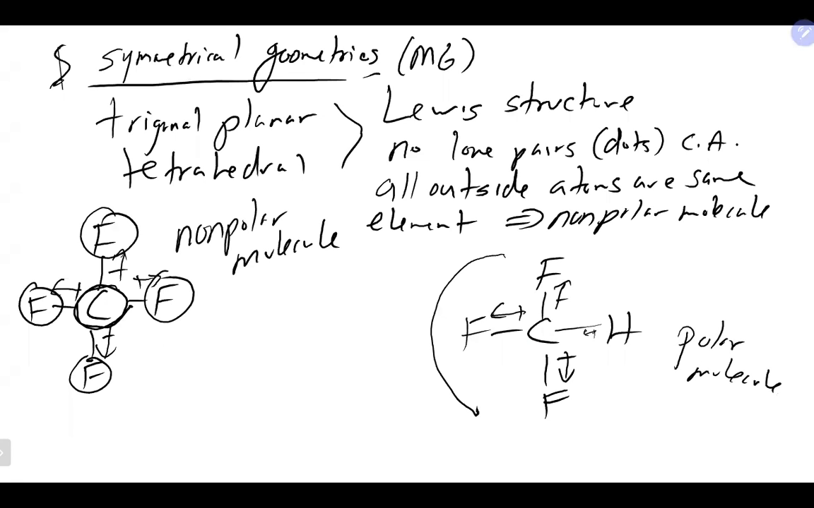So here's the deal. If you draw your Lewis structure, you have no dots on the central atom, and it's exactly the same element on the outside, right? Nonpolar molecule. You'll be fine. If you draw your Lewis structure, there's no dots on the central atom, and all the outside atoms are not the same, there's at least one that's different, it's probably going to be a polar molecule. It'll go from nonpolar to polar in that case. Any questions on that there?